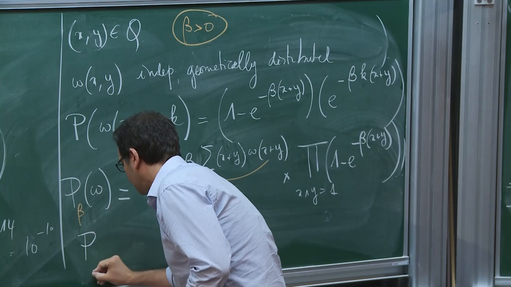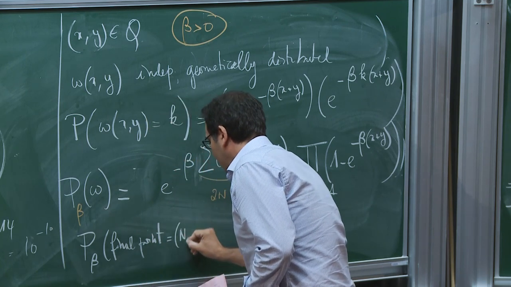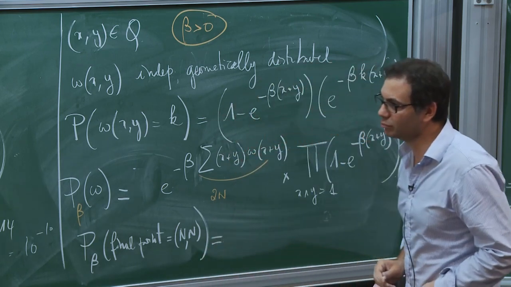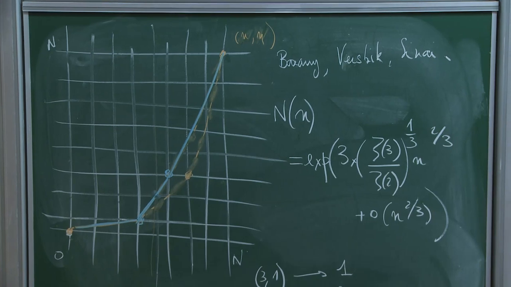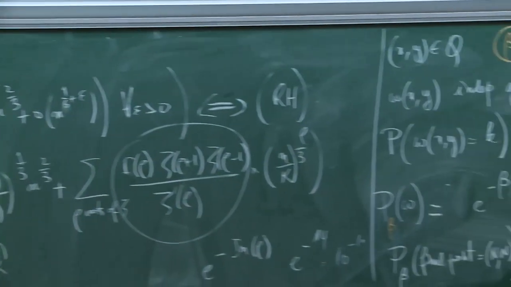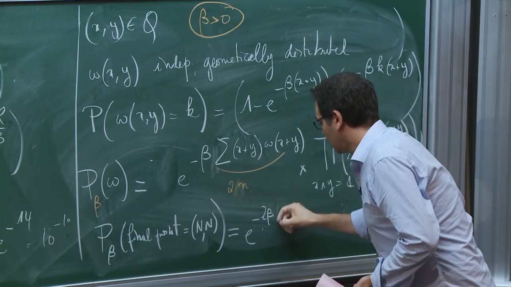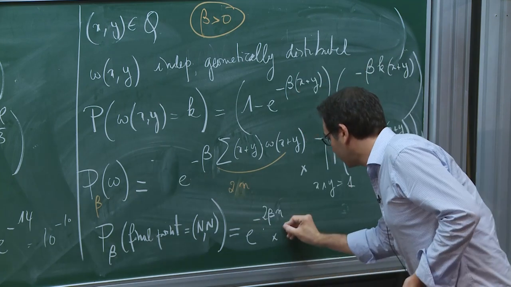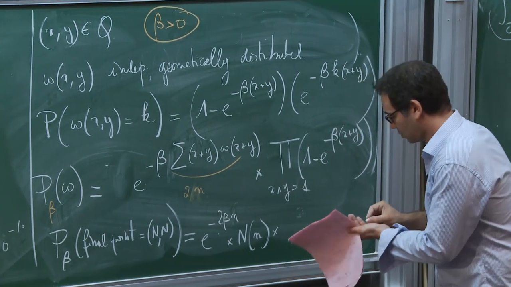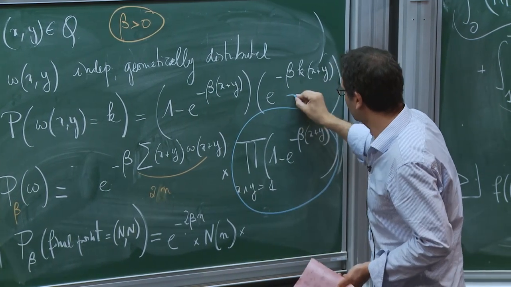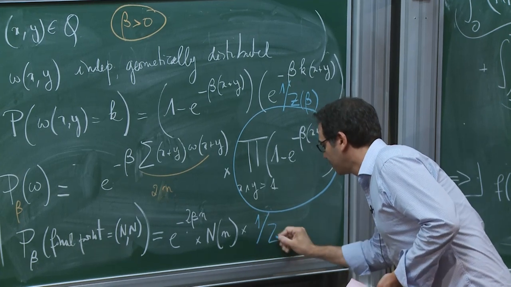So the probability that the final point is equal to (n,n), it's a small n, I'm sorry, will be equal to this, but since all the chains have the same weight, I will have the number of them times this. This is a function of beta.